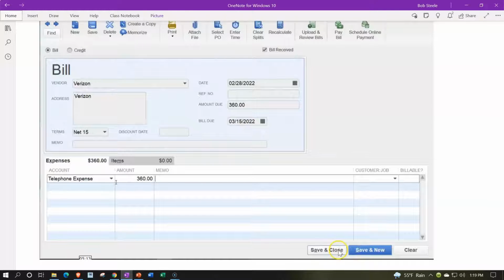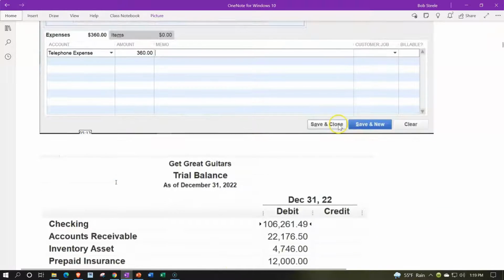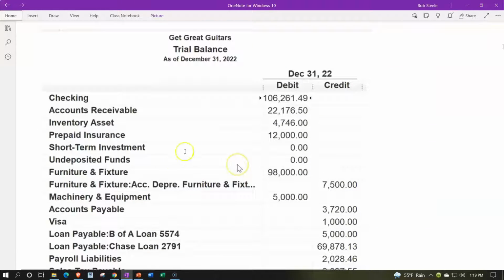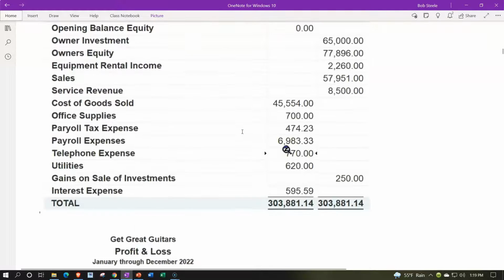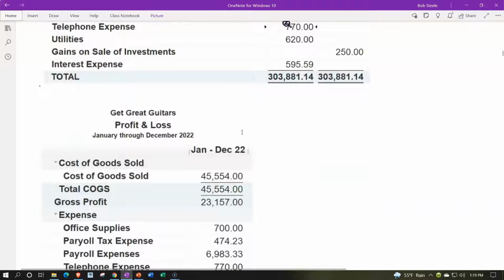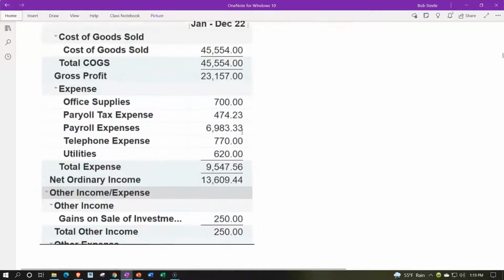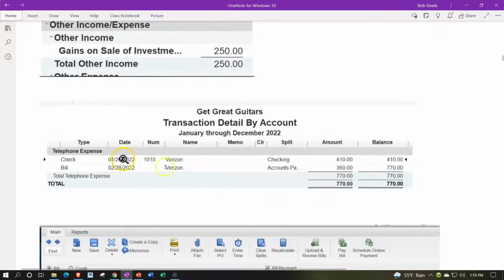Next time, if we enter another bill, it might memorize the transaction for us, making the data input a little bit easier. This is going to be increasing the accounts payable. The other side then goes to the telephone bill. So instead of decreasing the checking account as a check would, we're increasing the liability of accounts payable, and we put it down here into the telephone expense on the income statement.